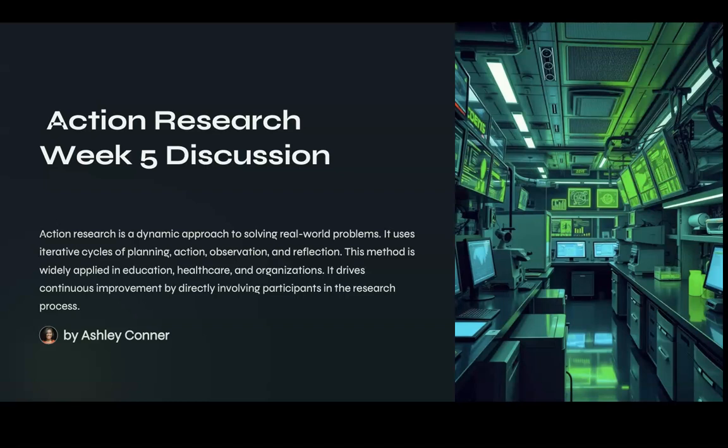Good evening. Week 5 discussion is in relation to the action research study. An action research study is the research approach focused on solving real world problems through the cycle of planning, action, observation, and reflection. It is often used in education, healthcare, and organizational settings to drive continuous improvement by involving participants directly in the research process.